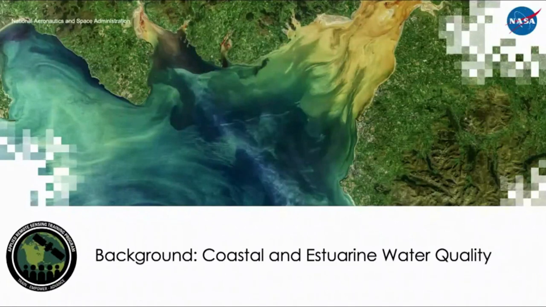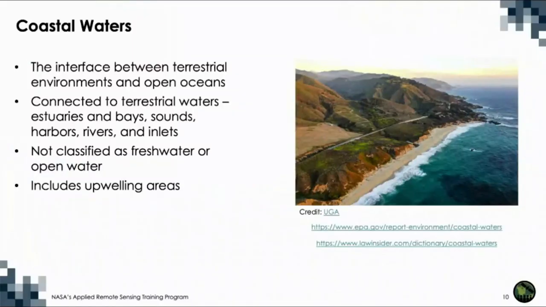Now we'll start with a brief background of coastal and estuarine water quality. Coastal water is the interface between terrestrial environments and open oceans. It is connected to terrestrial waters, estuaries and bays, sounds, harbors, rivers, and inlets. Coastal water is a special category because it's not fresh water. It's not open ocean water either, and it specifically includes upwelling areas where water comes up from beneath.